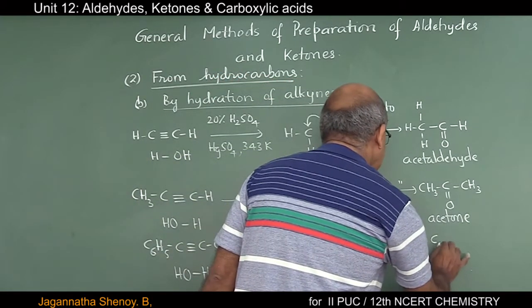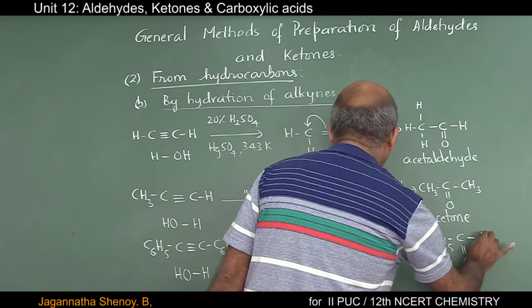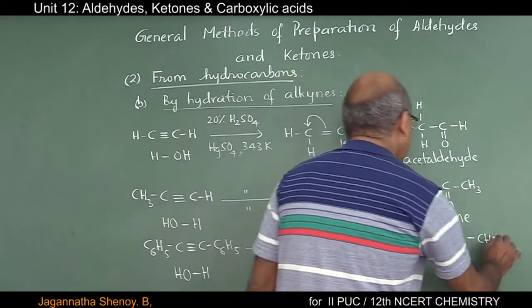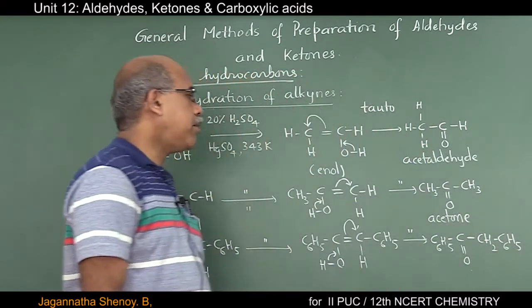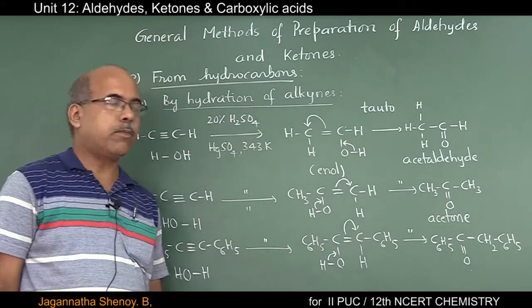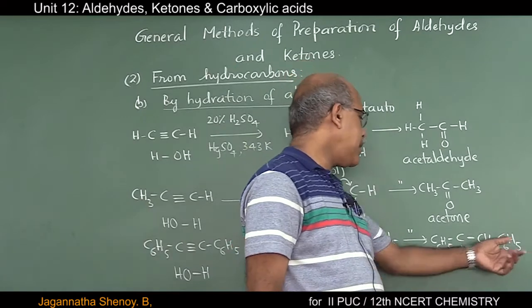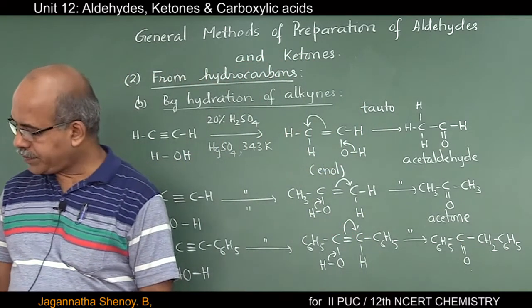So we get C6H5 C double bond O. Here this becomes CH2 and then we will get C6H5. So this will be the product formed. Again, what is obtained is ketone. So this is actually a benzyl phenyl ketone. Benzyl phenyl ketone.